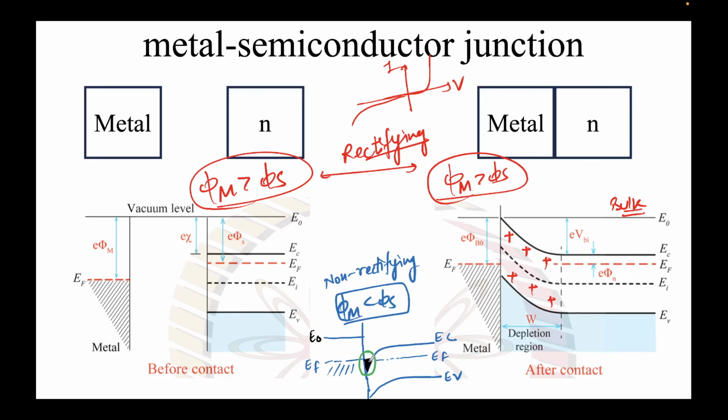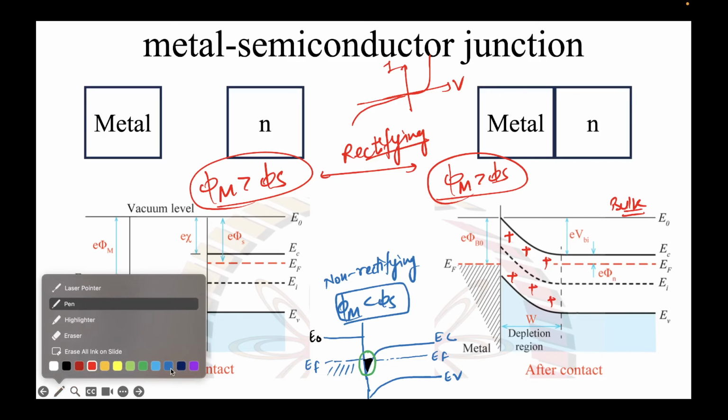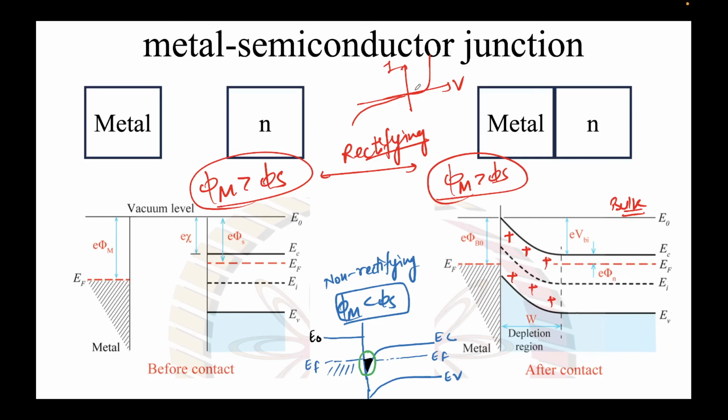Same goes here. There's a huge amount of electrons in this well that are available. So what's going to happen is that it's going to behave like an ohmic contact, something like this, a straight line, I versus V. So this is non-rectifying.